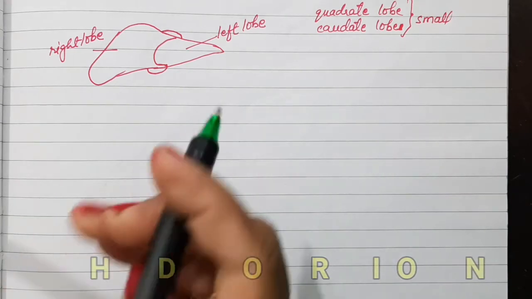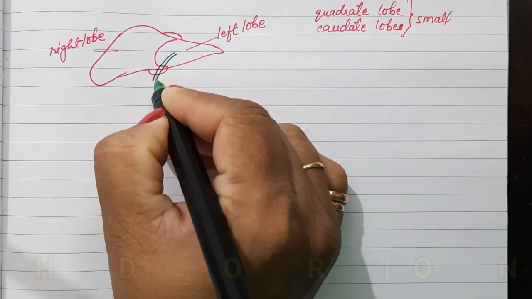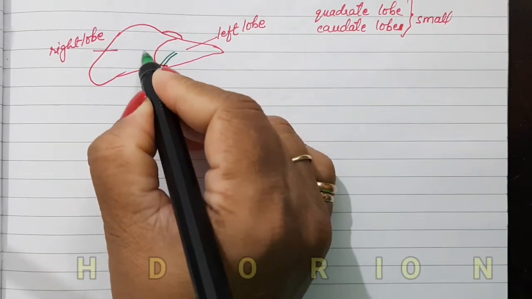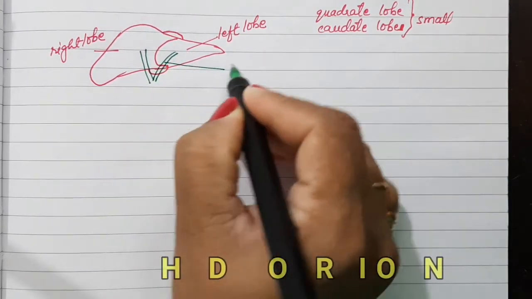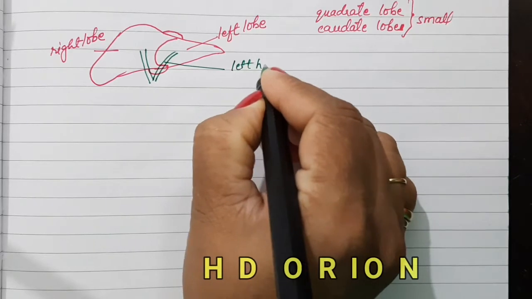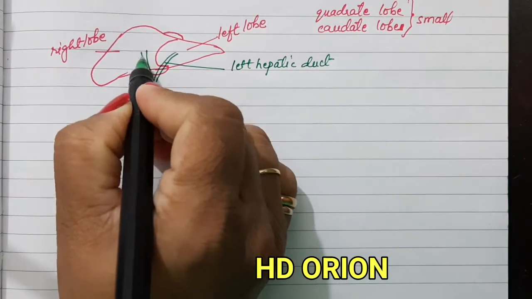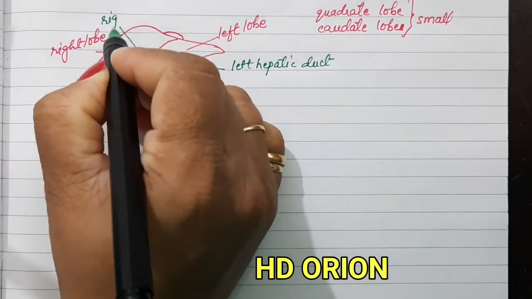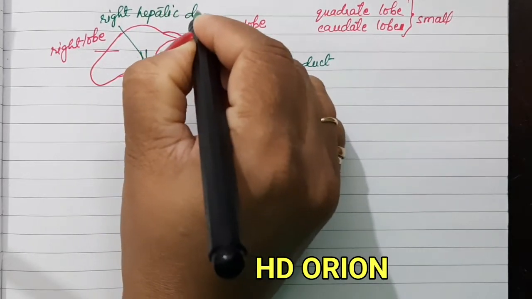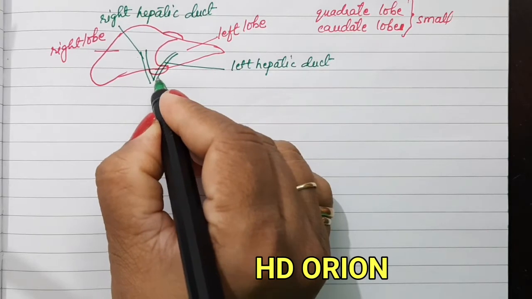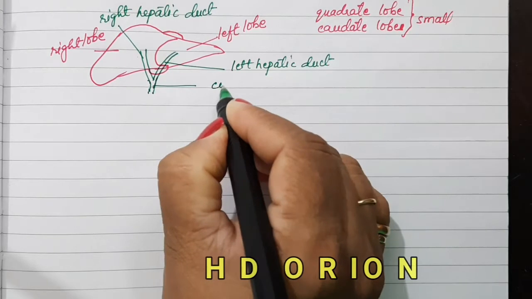From the left lobe, a duct arises. So we call it as the left hepatic duct, and this one from the right lobe. So this is the left hepatic duct and this is the right hepatic duct. Both of them fuse together to form a common hepatic duct.